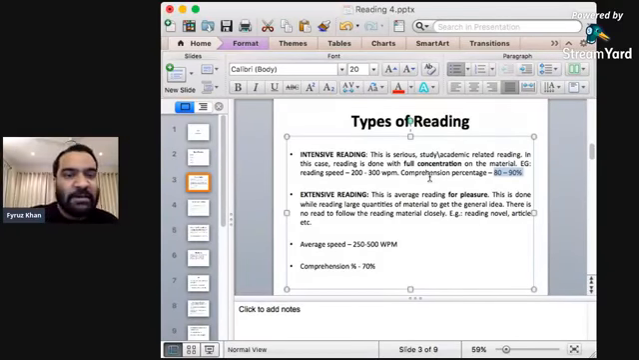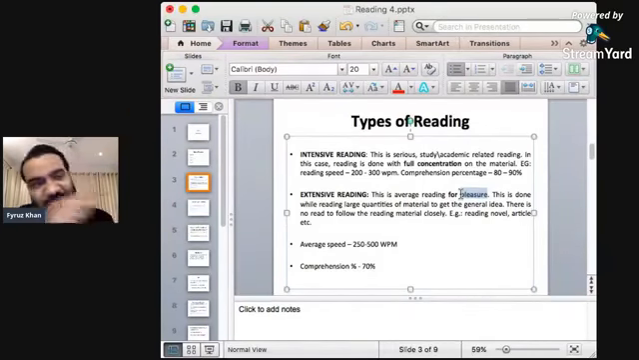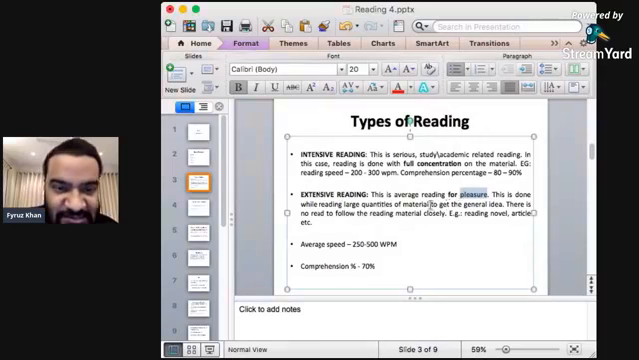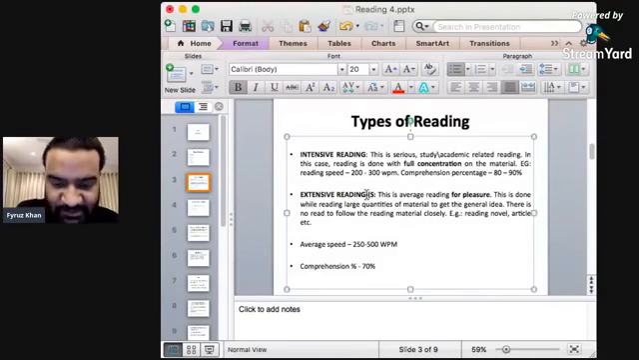Now, extensive reading is reading for pleasure. When you get up in the morning, you scroll your Facebook page, you come across an interesting article, you open it up, and do you read line by line? No. Do you read word by word? No. What you do is you skim through. This is similar to skimming.